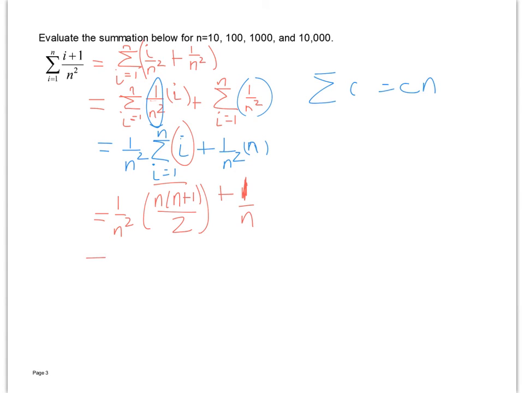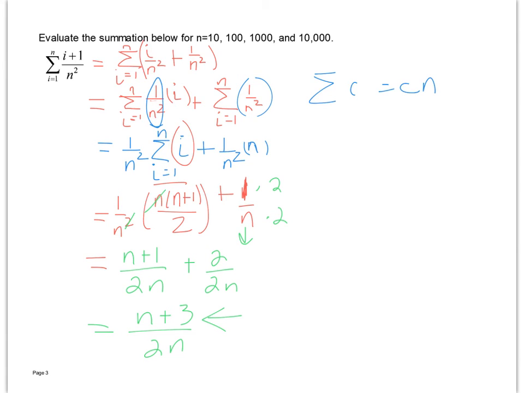Now I'm going to use my wonderful Algebra 2 skills and start canceling. I see that that n will cancel with one of those n's. So now I have n plus 1 divided by 2n, plus, and since that's 2n, I'm going to multiply by 2 and multiply by 2 so that I have a common denominator. And now I have n plus 3 all divided by 2n. That's a formula that no matter which n I choose, I can substitute in really quickly, and I don't have to add 100 terms or 1,000 terms or 10,000 terms.